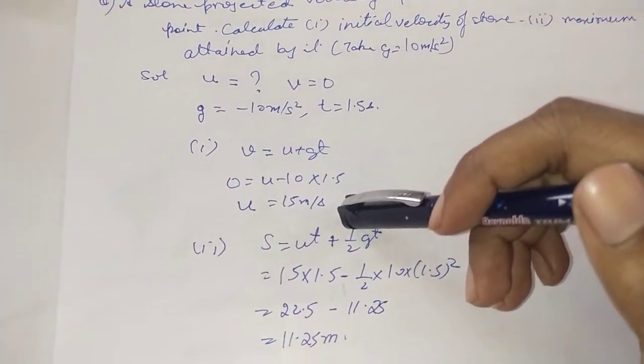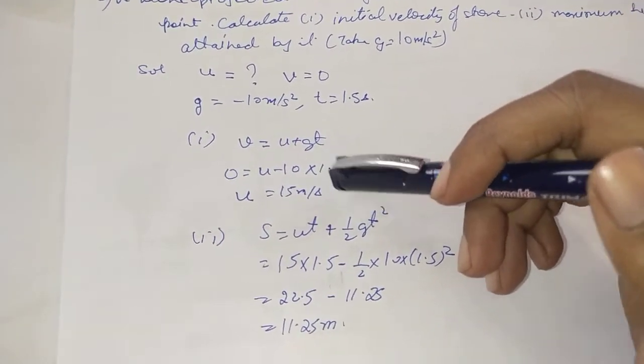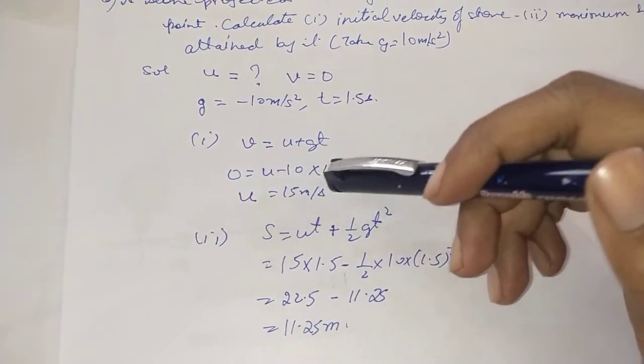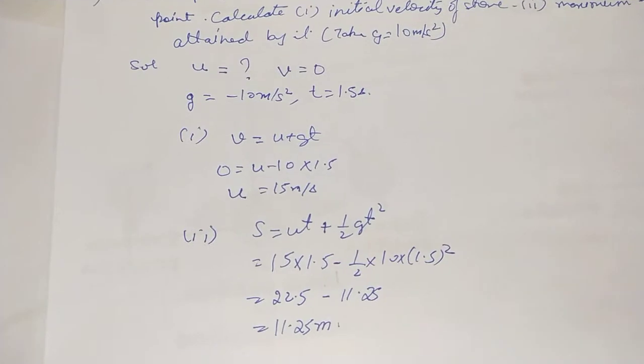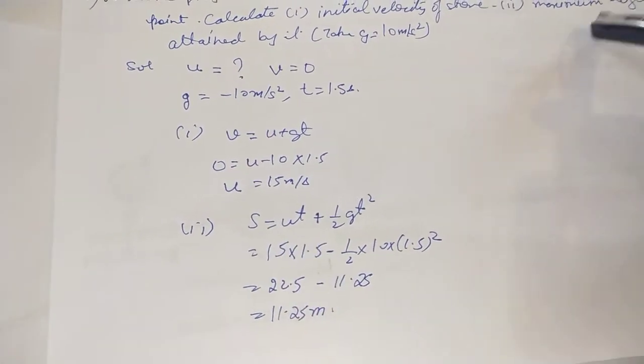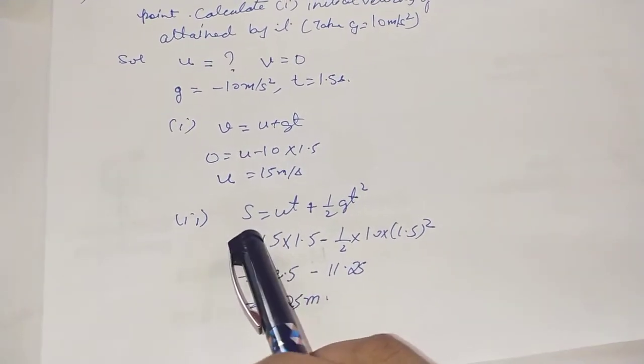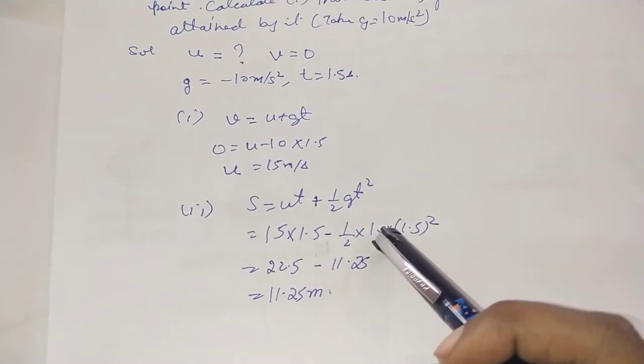On substituting the value, what is the initial velocity we are obtaining? That is 15 meter per second. Next part, let's calculate the maximum height to which it reaches. So S equals UT plus half GT square.